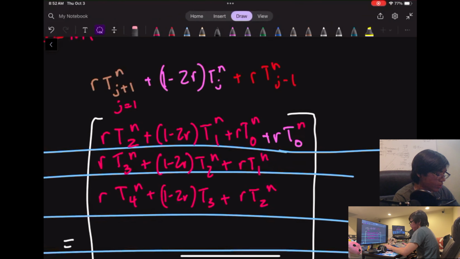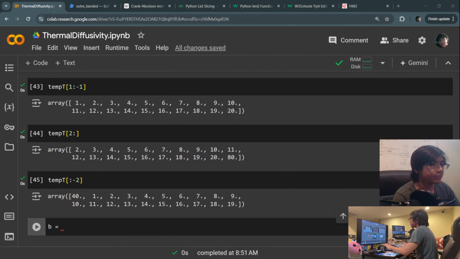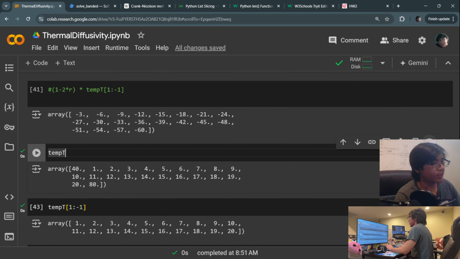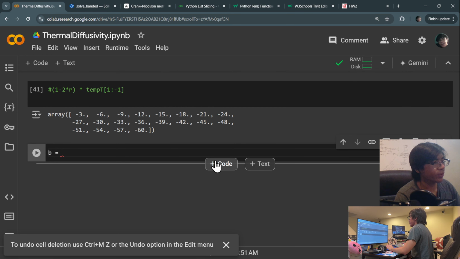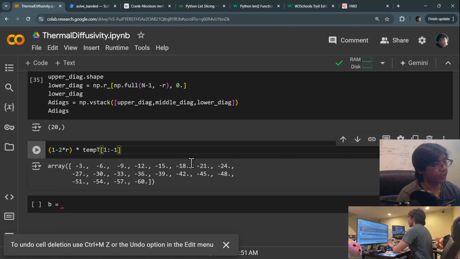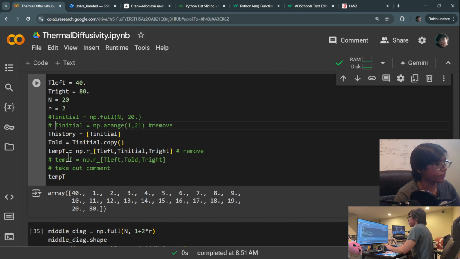What is it? R times our future, 1 minus 2R at our current, and R times our previous. So all of those are positive, and then we have to watch out for the parentheses in the middle there. So I'm just going to delete all these. I think I've made my point with the temperatures, so I'm going to also comment this out again.